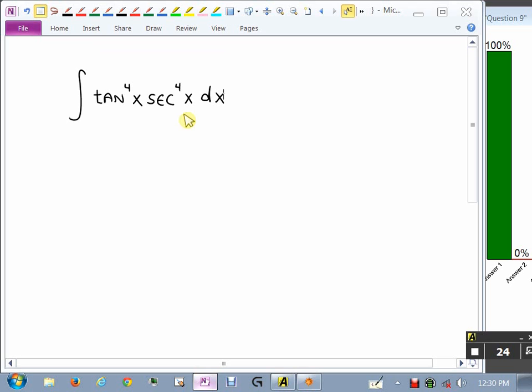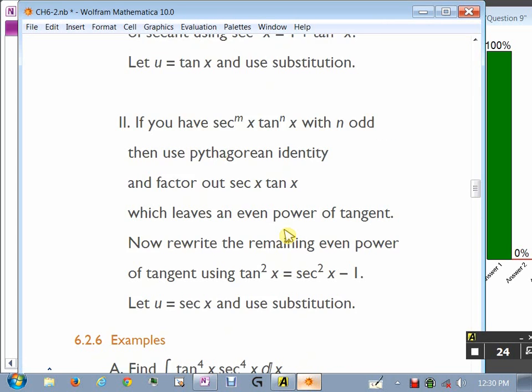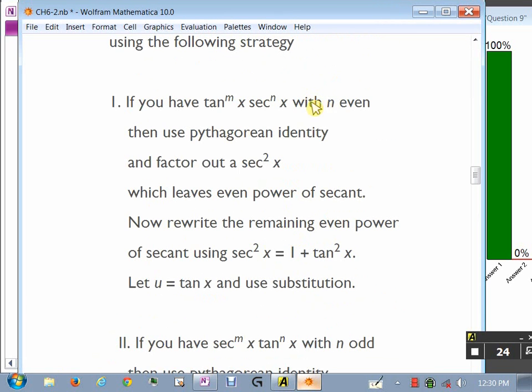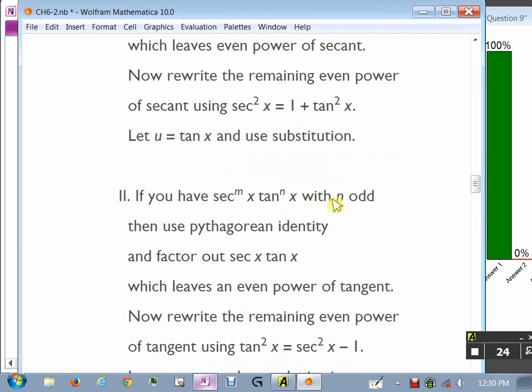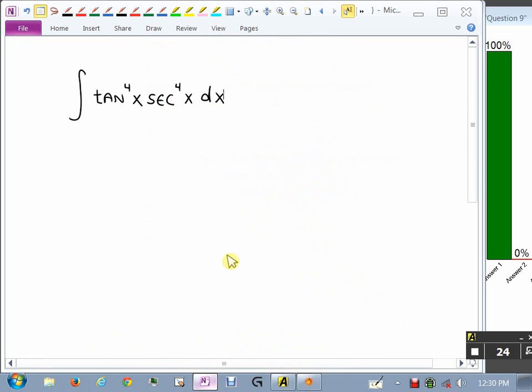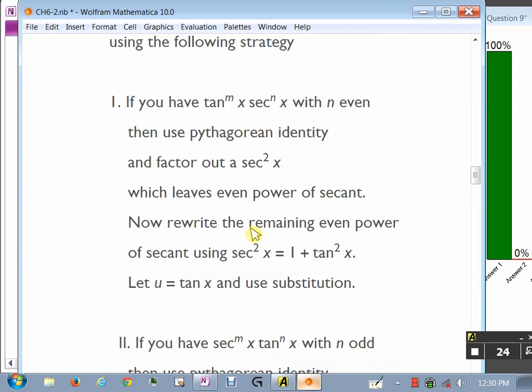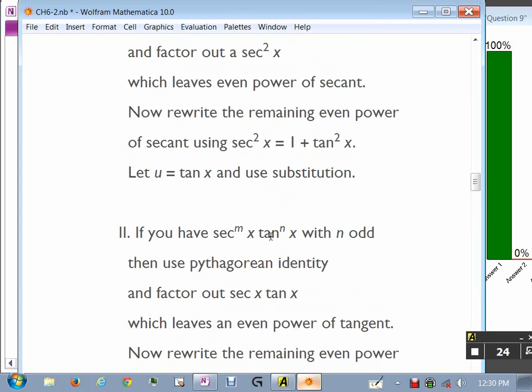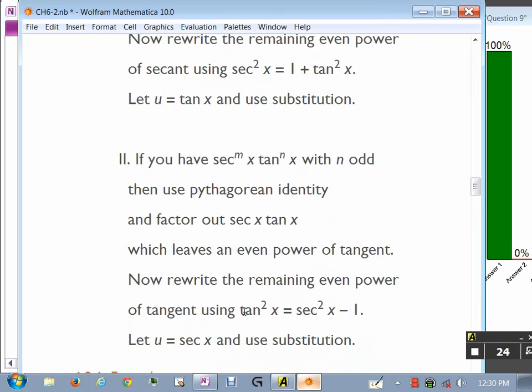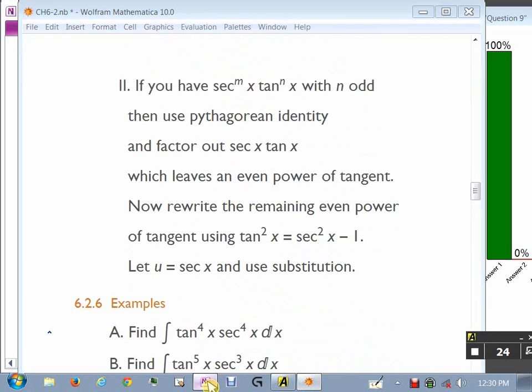All right, so which scenario do I have here? Do I have n is even on the secant? Yes. This one says n is odd on the tangent, and I have an even on the tangent. So they're both even, but what I'm looking for is the secant. For the first technique, it says n being even: if the secant is even, I want to try this. This one says if the tangent power is odd, then I try this. So I'm going with that first one.